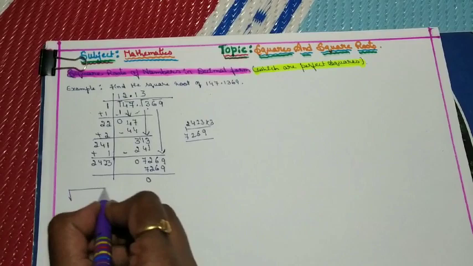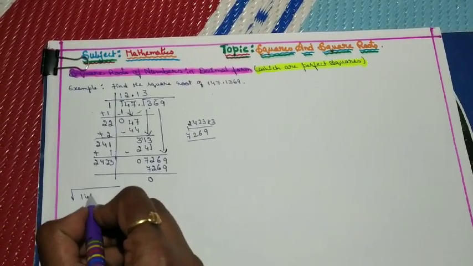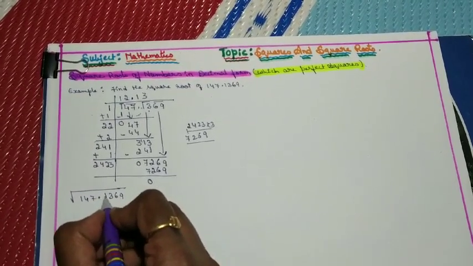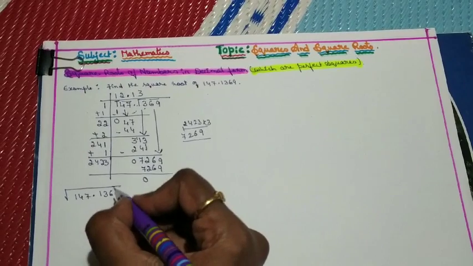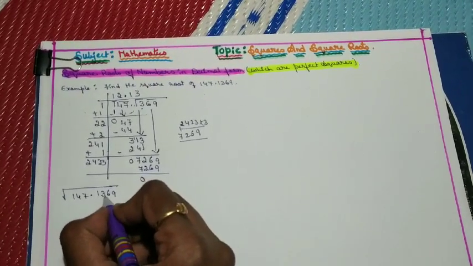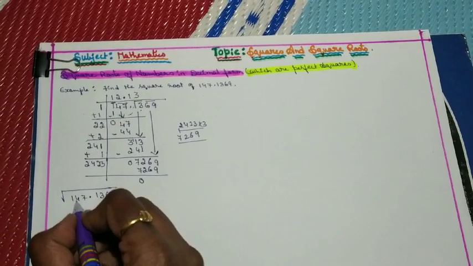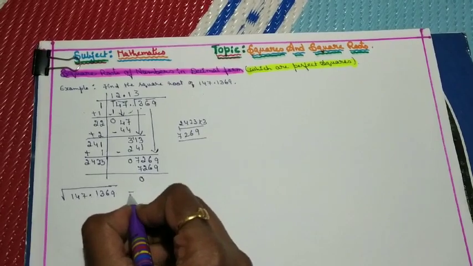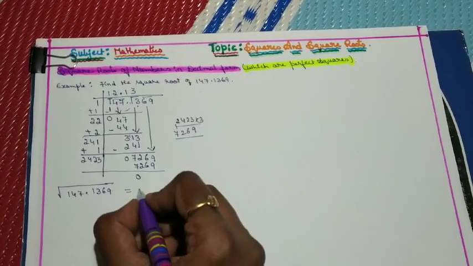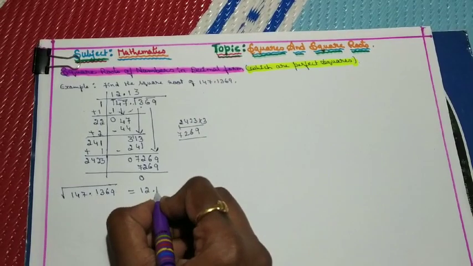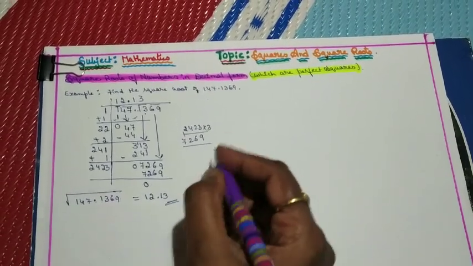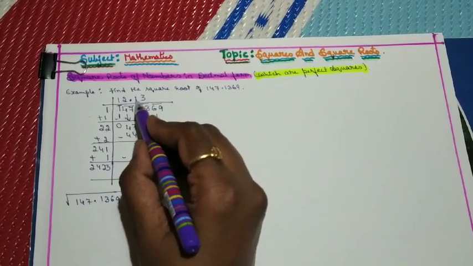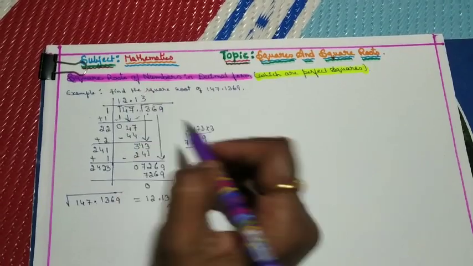So the square root of the decimal number given in the question, that is 147.1369, see children, after the decimal point each digit should be spoken as a single digit. Don't read it as 1369. Read it digit by digit. The square root is equal to the number we got in the quotient place, that is 12.13. That's all. And keep in mind, children, after the decimal point we have 2 periods, which means we get 2 digits in the quotient after the decimal point.